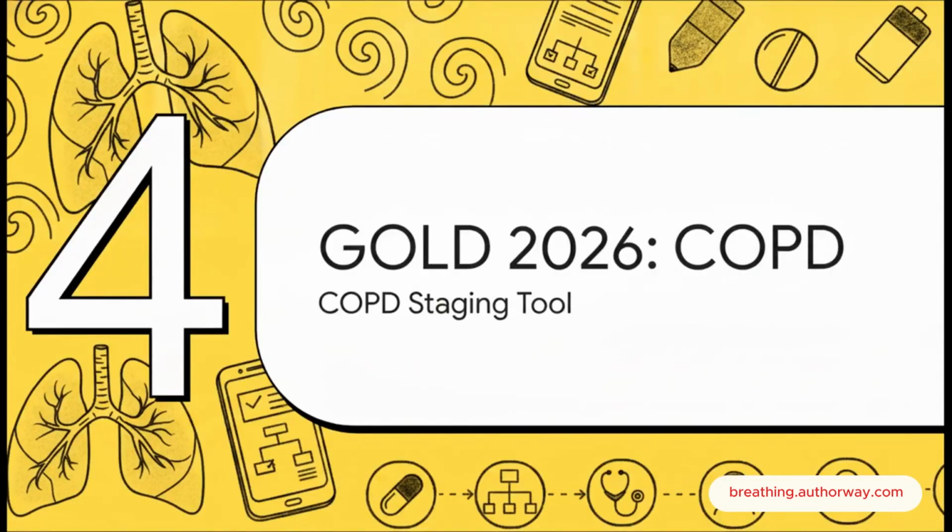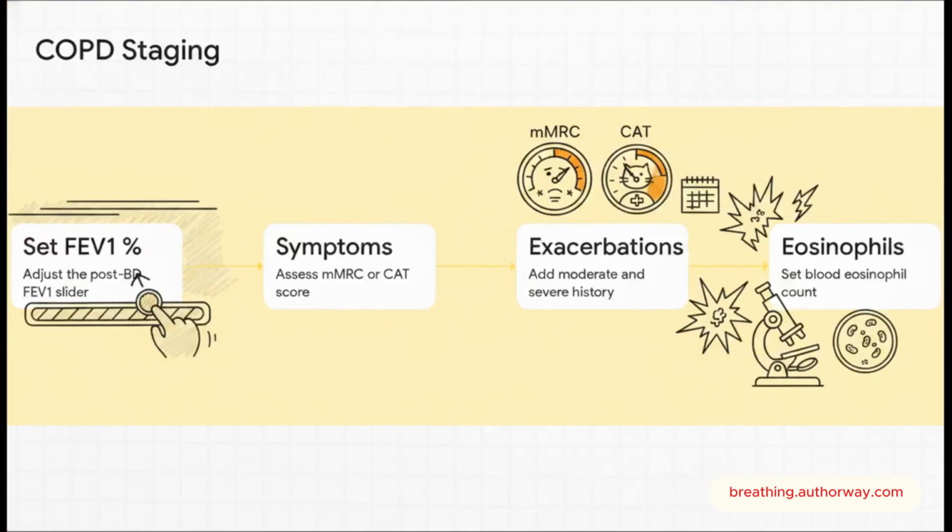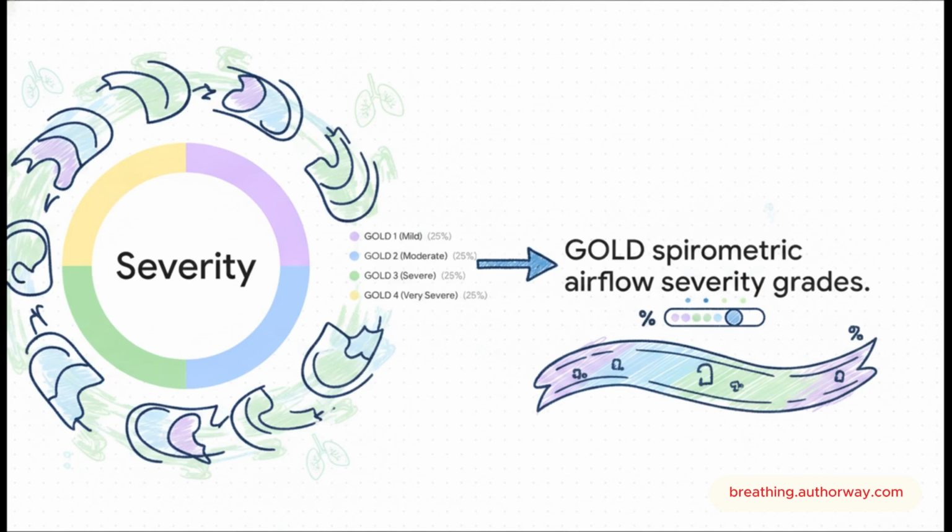All right, let's pivot to Section 4, GOLD 2026, COPD staging. Much like the asthma side, the GOLD 2026 tool breaks everything down into 4 super clean steps. First, you set the FEV1 percentage on the slider. Second, you assess the patient's symptoms using either the MMRC dyspnea grade or the CAT score slider. Third, you tally up their moderate and severe hospitalized exacerbations over the last 12 months. And finally, you input their blood eosinophils to evaluate how they might respond to inhaled corticosteroids. Simple, fast, effective. And the visual feedback is great.